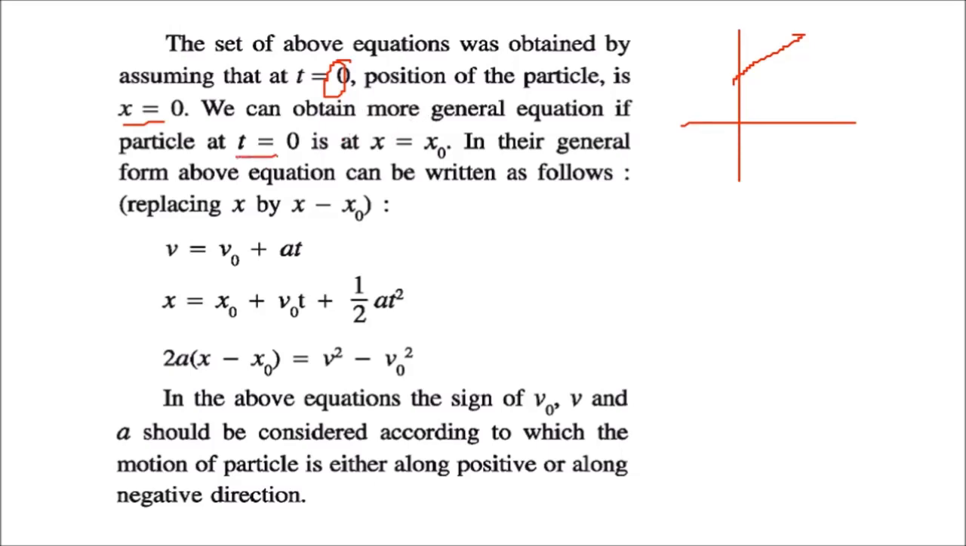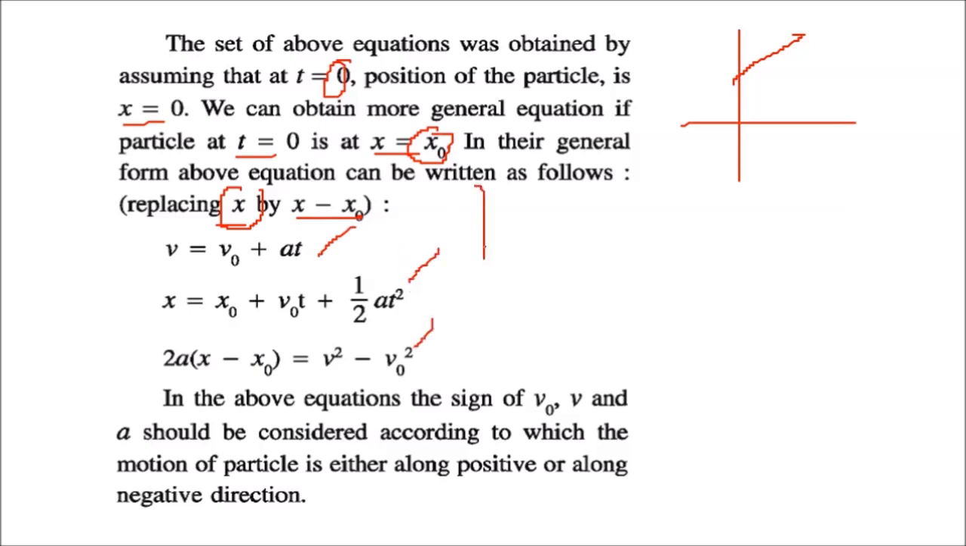So say at t equal to 0 it starts from some x equal to x0, and it is not starting from 0 but from a certain value of x. So what we can do here is, wherever x is there in all the equations, we have to replace it with x minus x0 to make it more general. So these are the three equations when we put x equal to x minus x0.